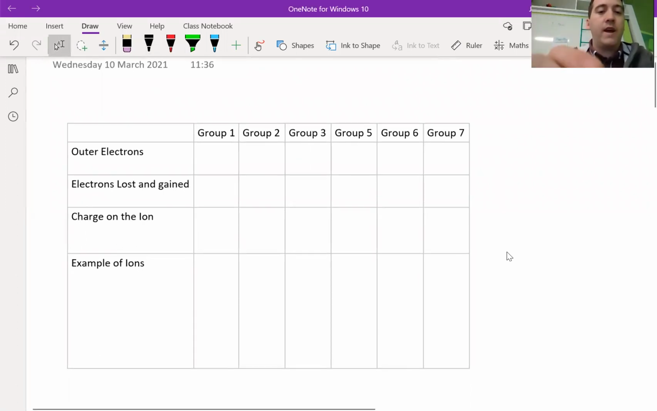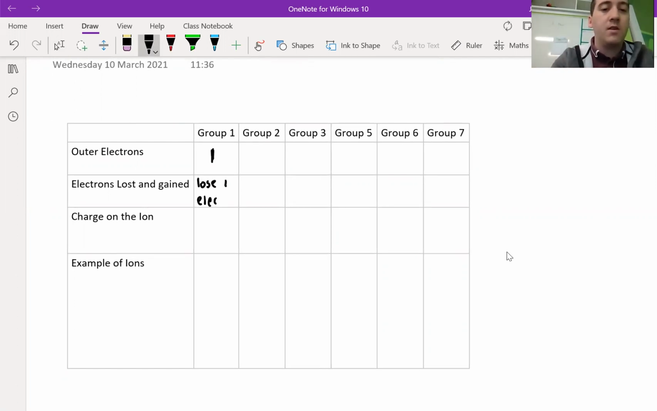Elements of group one all have one electron in their outer shell. So the outer electrons, I'm writing one. Remember, the group number is how many electrons they have in their outer shell. So group one have one electron in their outer shell. What will happen when they become an ion? Will they lose or gain electrons? Well, they will lose one electron. That's what happens to elements in group one.